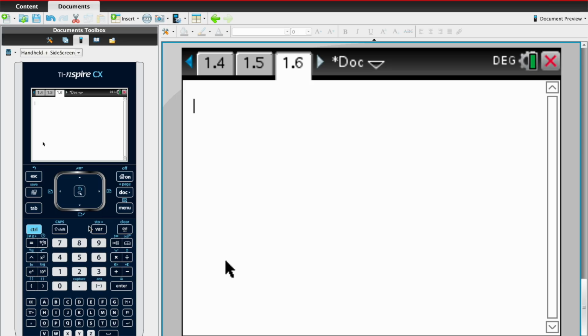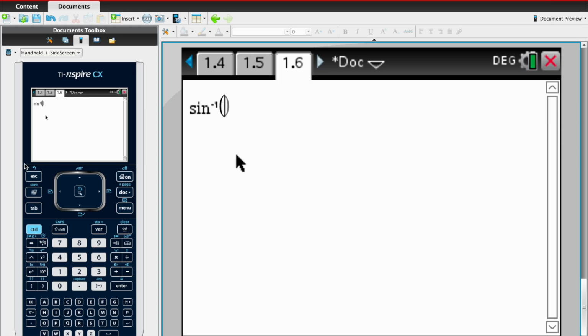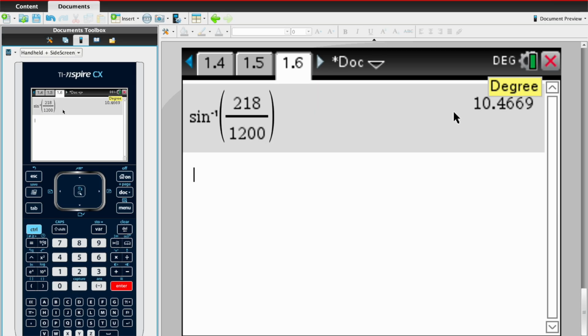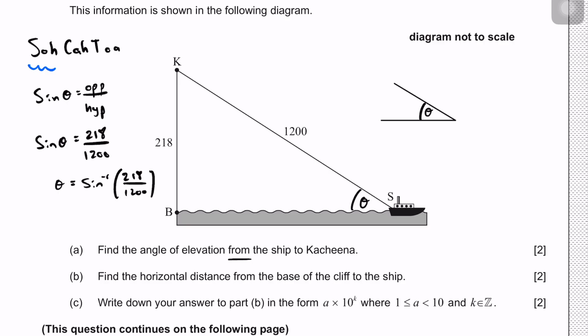So let's use inverse sine in this case. Inverse sine, and then we'll set up a fraction which shows our ratio between opposite and hypotenuse. Make sure you're in degrees. And we have an angle of elevation of 10.4669, or 10.5 degrees to 3 significant figures. So let's write that up. Theta is equal to 10.5 degrees. This would be our angle of elevation.